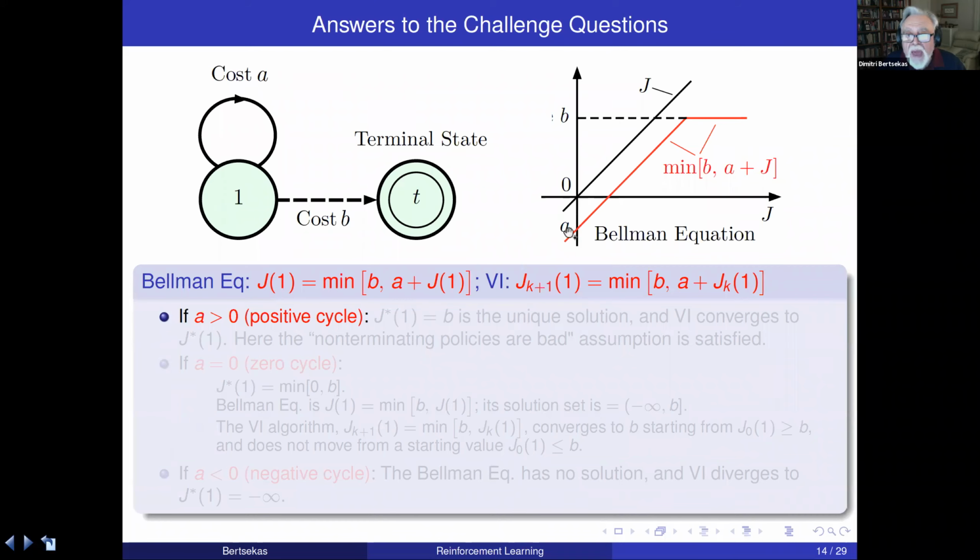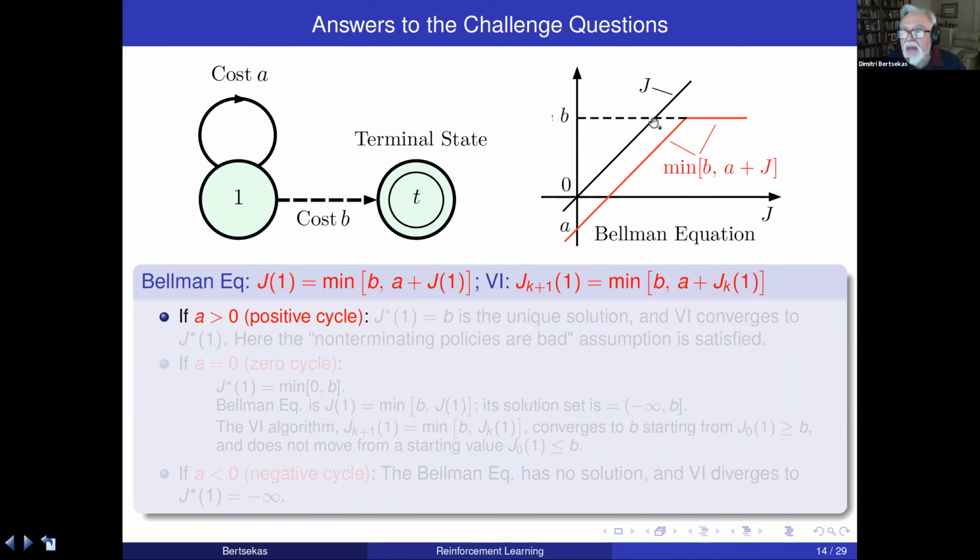Okay, so for A equals A positive, this line here is going to rise up here somewhere, right? So this red curve, which is the right-hand side of Bellman's equation, is going to go like this. And the point where the left-hand side of Bellman's equation and the right-hand side of Bellman's equation intersect is this point here. So this is B, right? Yep.